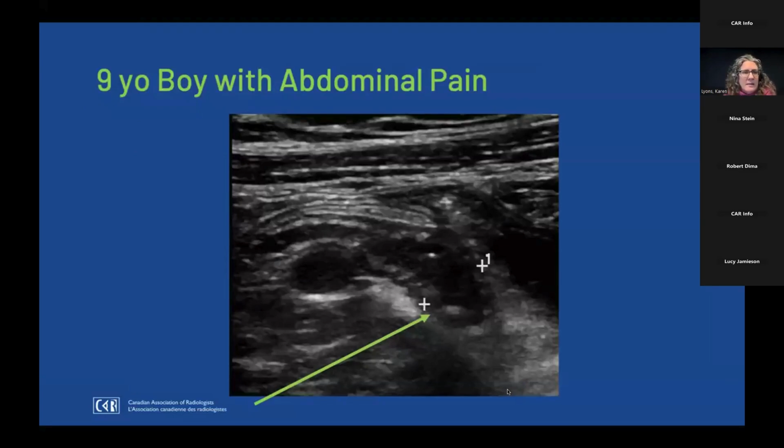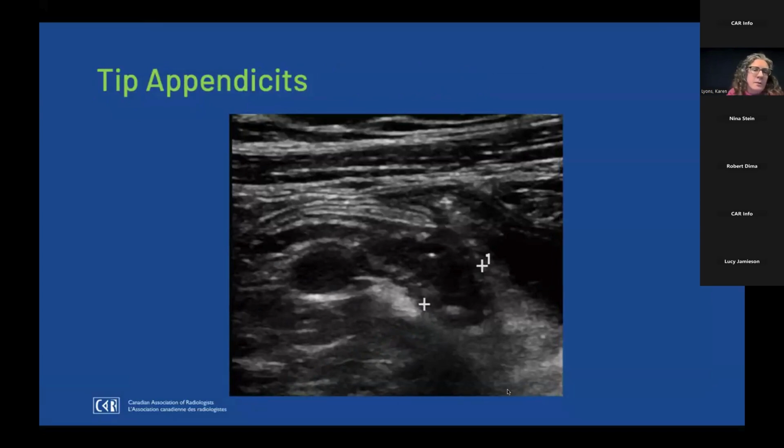My last case is of a 9-year-old with abdominal pain. You can see here the proximal appendix. It looks completely normal. It's normal in size, with normal wall differentiation and wall thickness. And then the tip is not normal. It's enlarged and the wall is thickened. It's distended with mucus. There is increased echogenicity of the fat around it. And so this is a case of tip appendicitis.